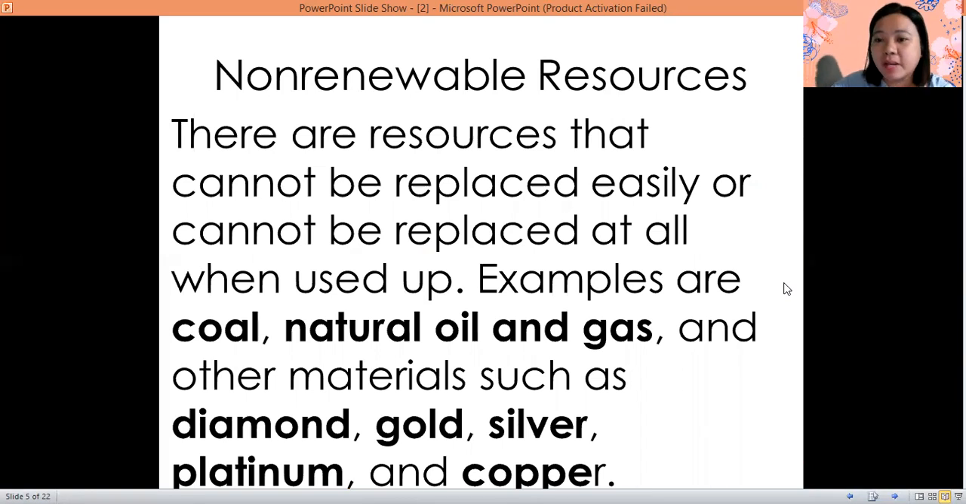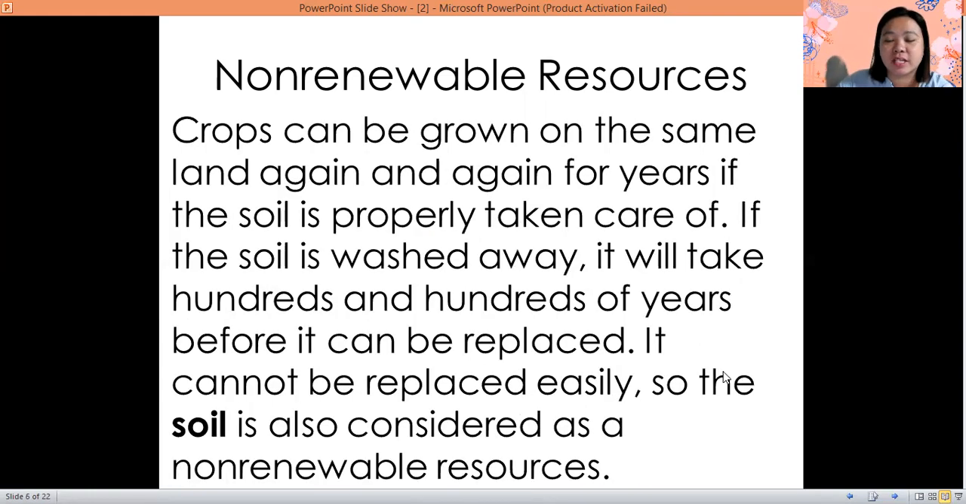So in our meaning, non-renewable cannot be replaced when used up. So examples are coal. These are the things that we got from mining, natural oil and gas, and other materials such as diamond, gold, silver, platinum, and copper. So these are the examples of non-renewable resources.